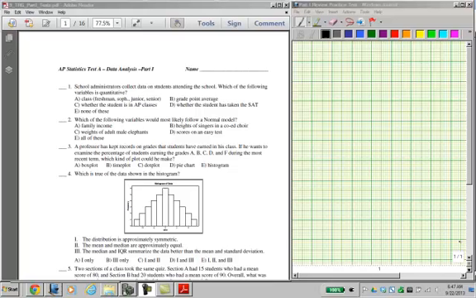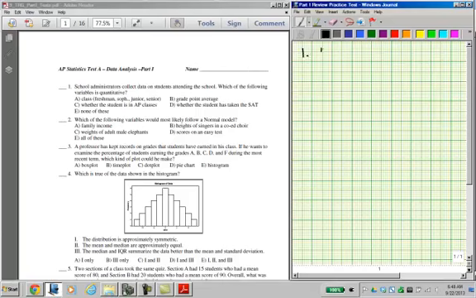B, grade point average. That's quantitative. Okay, 91.1. One of the things that's indicative that the grade point average is quantitative is that it's continuous. C, whether the student is in AP classes. Again, categorical, AP classes, yes or no. D, whether the student has taken the SAT, yes or no. E, none of these. Well, number one is B. Okay, grade point average, that is quantitative.